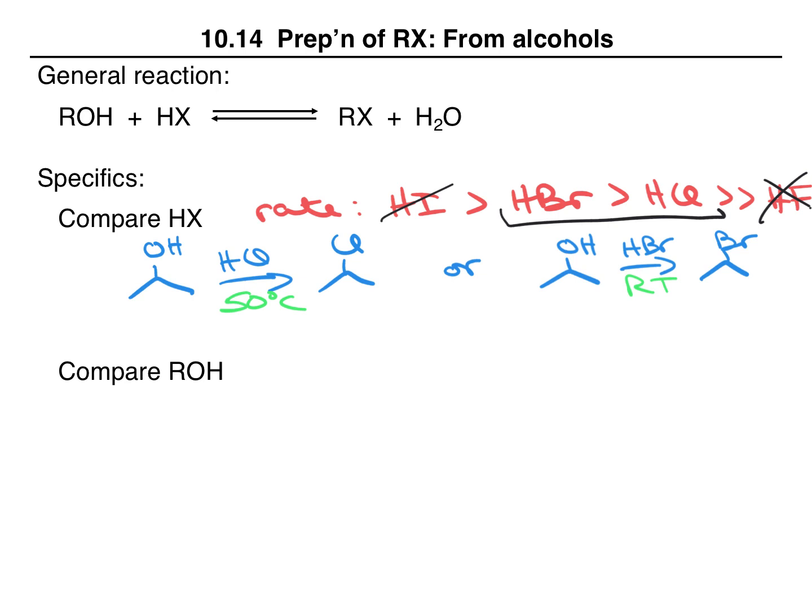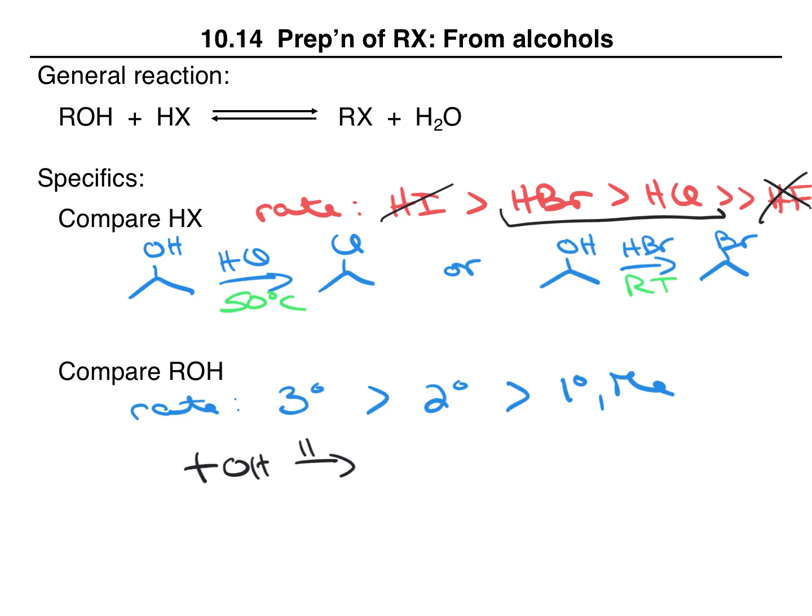Now, if we compare different alcohols, once again, thinking about the rate, a tertiary alcohol is going to react faster than a secondary alcohol, and these react faster than primary or methyl alcohols. Now, what do we do about the relative rate of reaction? Well, maybe we can react a tertiary alcohol with HBr to give us our bromide product.